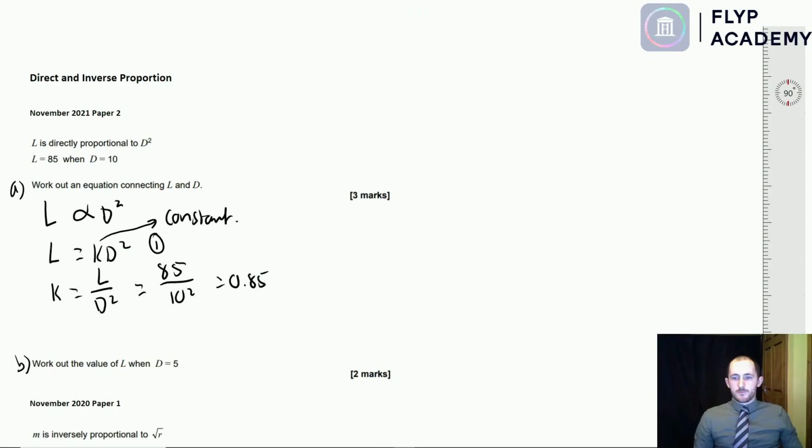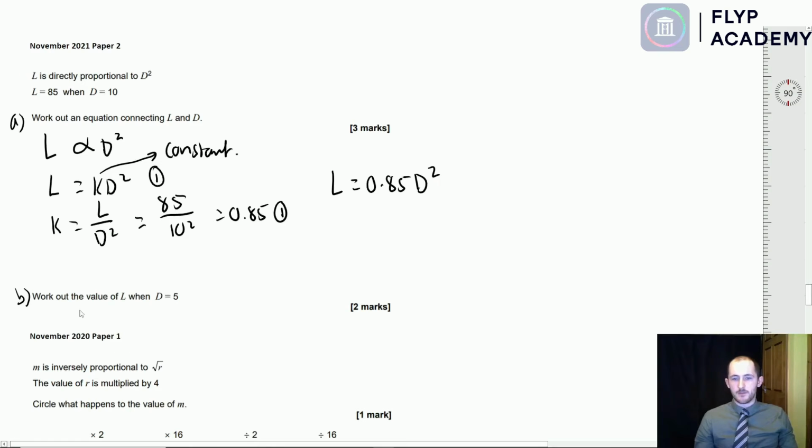0.85. Cool. So I'm not done yet. That's the 2nd mark. The actual answer is L is equal to 0.85 D squared. Hopefully that's not too bad. So, for part B, it's nice and easy. Find out the value of L when D is 5.